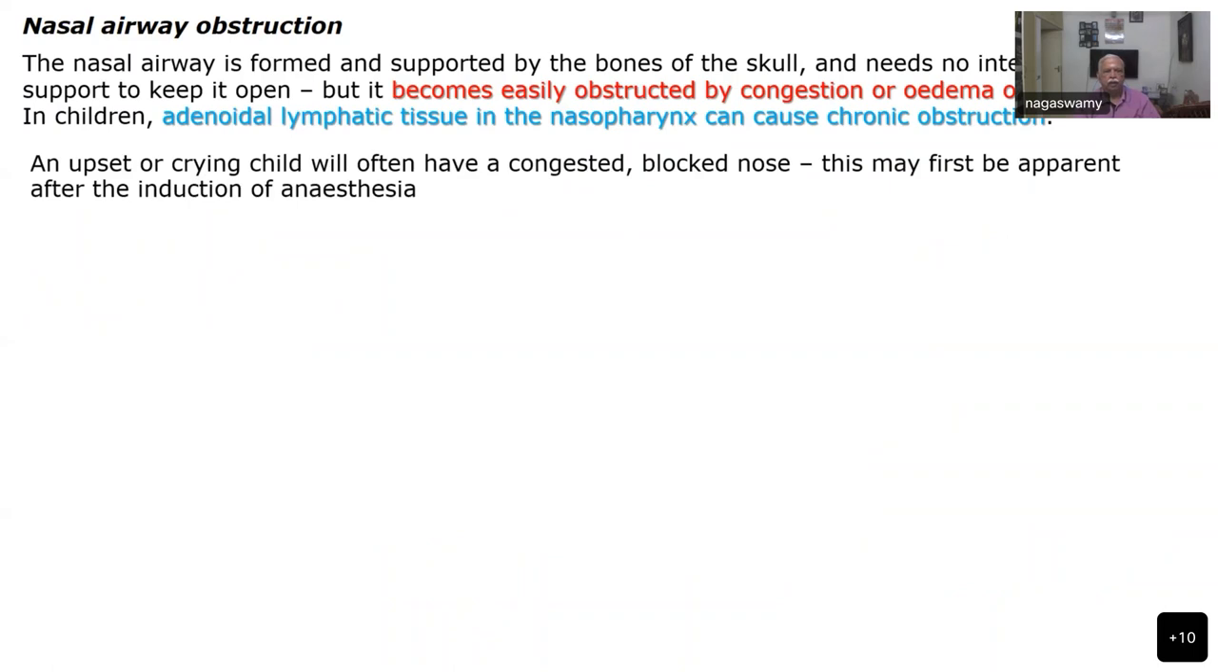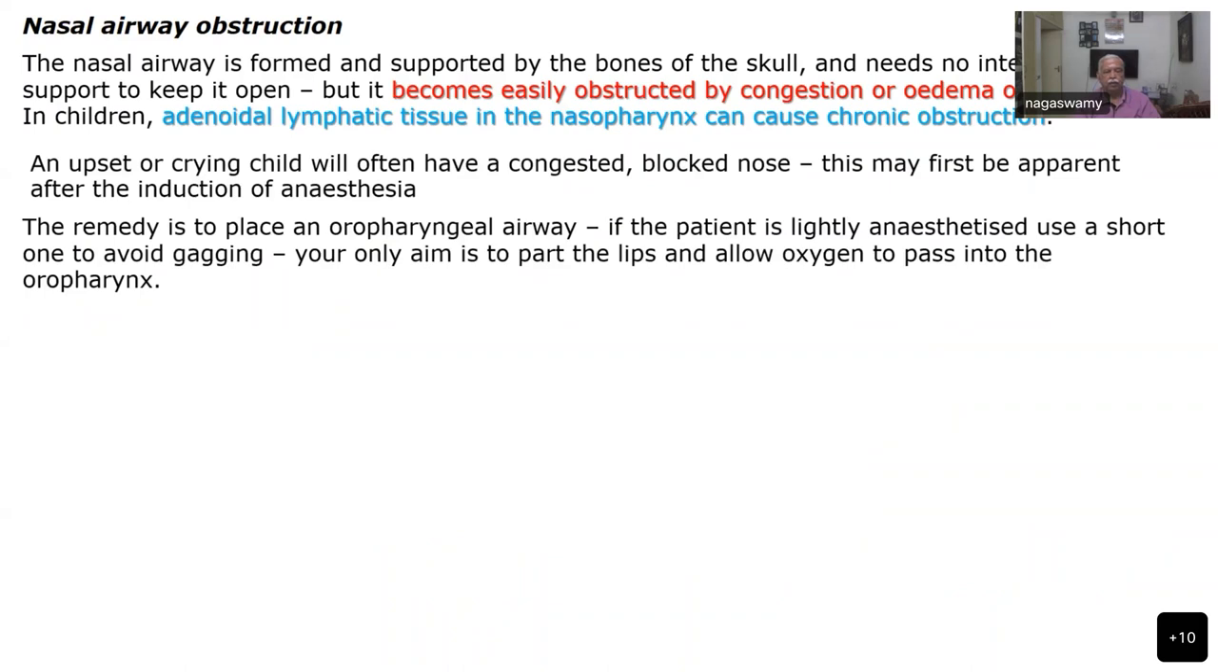An upset or crying child will often have a congested or blocked nose, and this may be apparent after induction of anesthesia, and we may find it difficult to ventilate the baby. So the remedy is to place an oropharyngeal airway if the patient is anesthetized, so that you can have an open airway to ventilate.